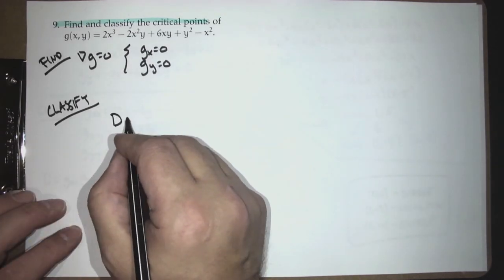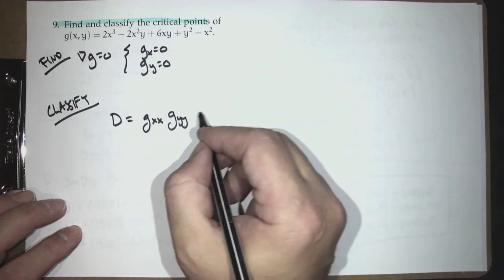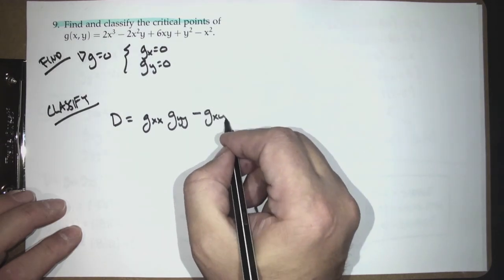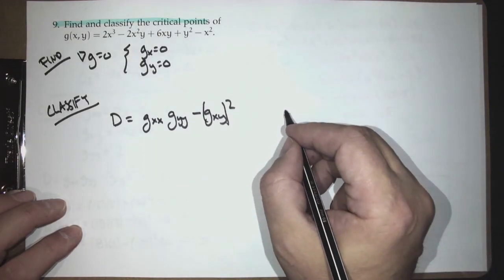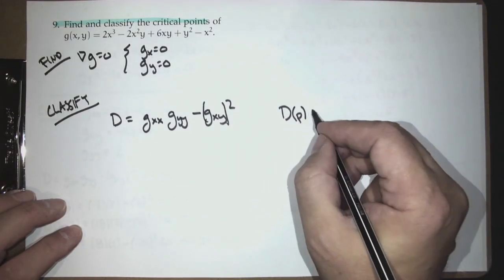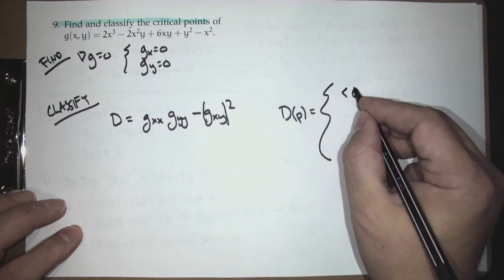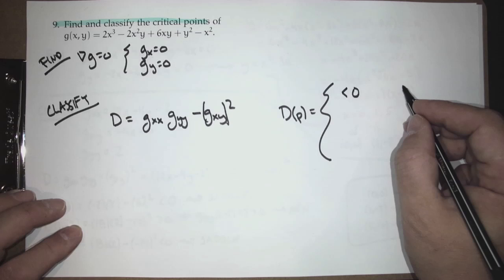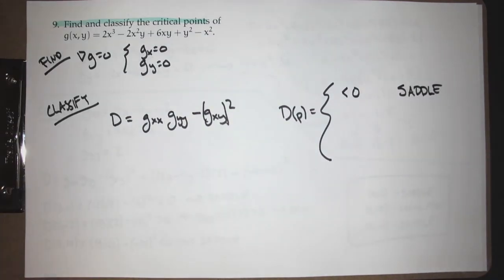Now for classify, here's where things get spicy. You create a function composed of the second derivative in x, second derivative in y, and the mixed partials squared. Then you plug in at your critical points, and you have a couple of possibilities. If this value is negative, what does that tell us? Saddle. Because when it's negative, it says in one direction you're going up, in a different direction you're going down, so you have that sort of mixed behavior.